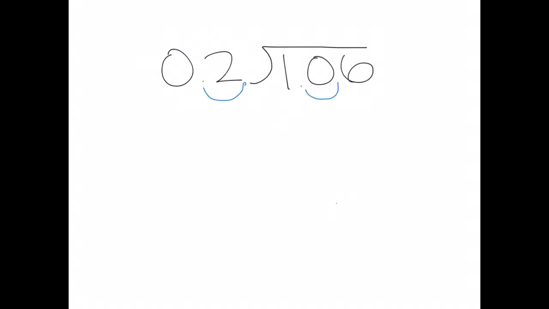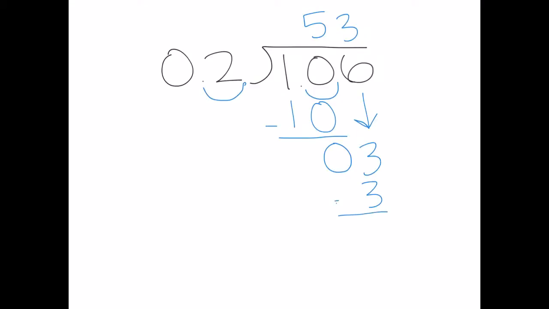2 goes into 10 5 times. Two goes into 6 3 times. Then you add your decimal, and then that's your final answer.